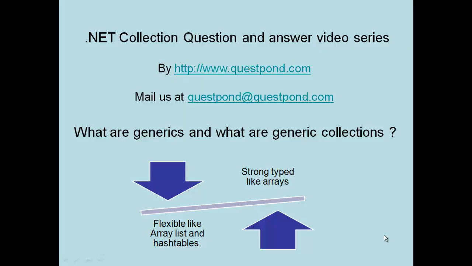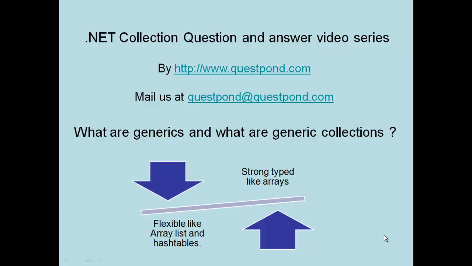But then the weak point is that it is a fixed length. Now if you look at array lists and hash tables, they are resizable, but the negative point is that they take only objects in the collection, so because of that there is a lot of boxing and unboxing. So as a developer, we would like to take the advantage of both of these types of collections. In other words, we want our collection to be strongly typed, and on the other hand we also want it to be flexible and resizable.